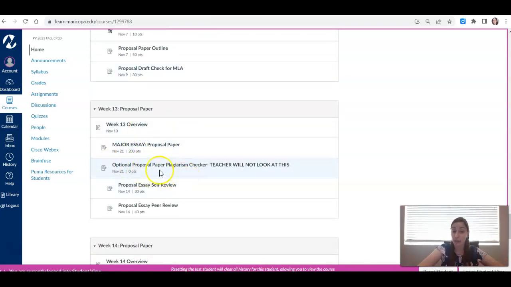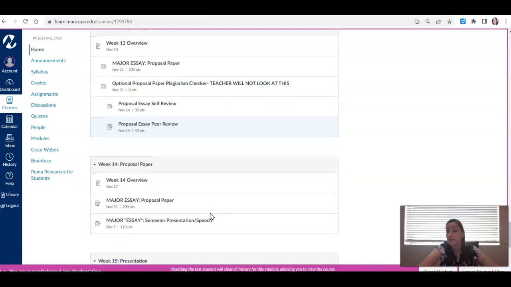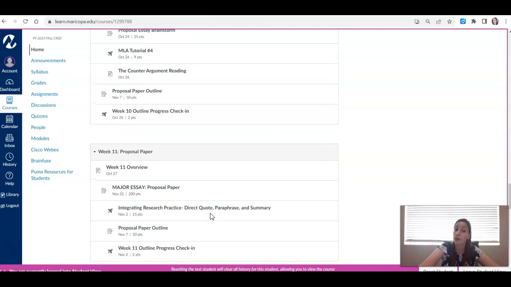I do have these optional plagiarism checkers, so if you'd like to run your essay through a plagiarism checker, it's completely optional. I won't look at it. It's just there for you if you want to. Once we do our reviews, we're going to edit and revise, continue to improve our writing, and we submit our final copy. Okay, and that's kind of how this unit goes.